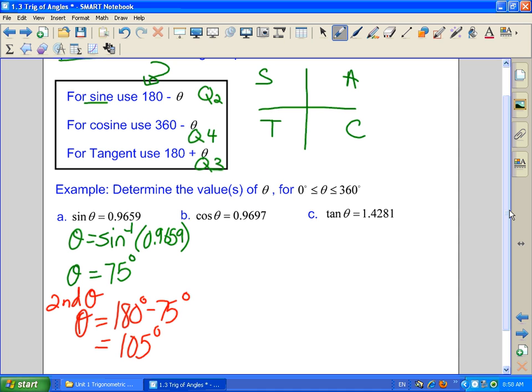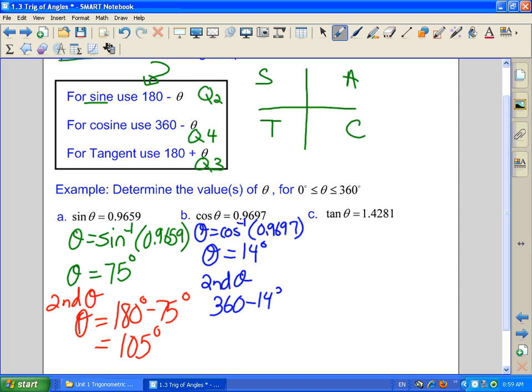Second example, cos theta equals 0.9697. Got to find the angle. Again, you use your inverse button, so it's going to be the cos inverse of this value. Plug it in your calculator, and we want to round it to the nearest degree, so it should be 14 degrees. Again, cos is also positive in quadrant 4, so to find your second theta, you're going to take 360 subtract your reference angle, and that's going to give you 346 degrees.